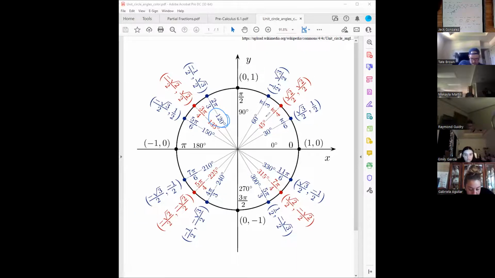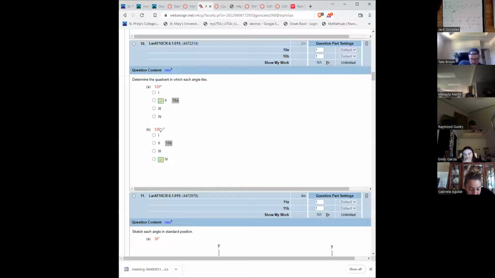So remember, counterclockwise, right? 1, 2, 3, 4. Don't forget. So that's all they're testing you there on that question. All they want to know is, can you tell which quadrant? So look at 335 and do the same. Okay.